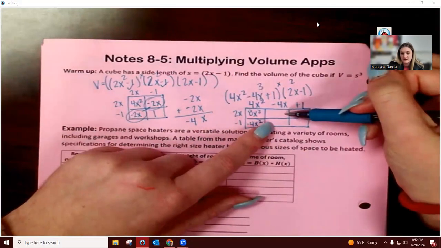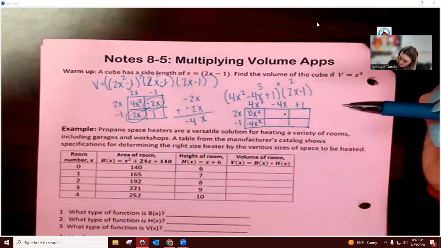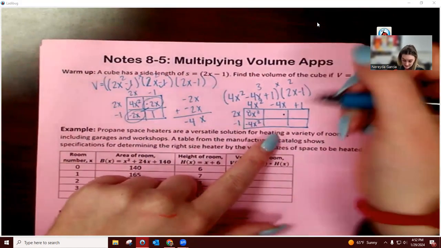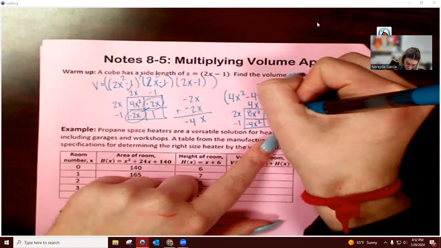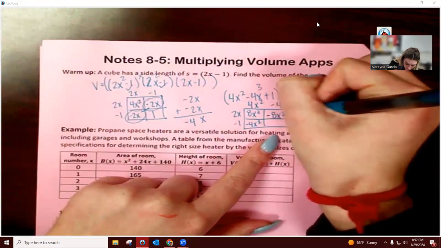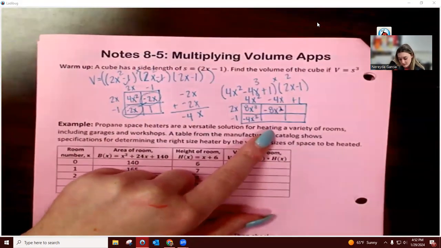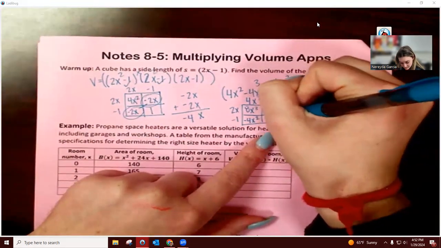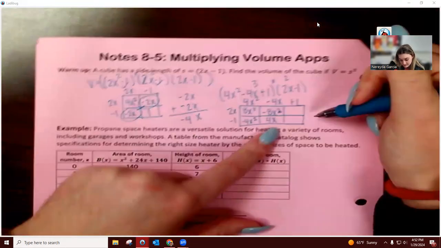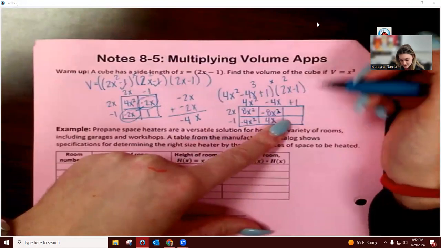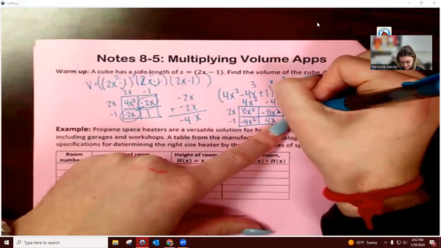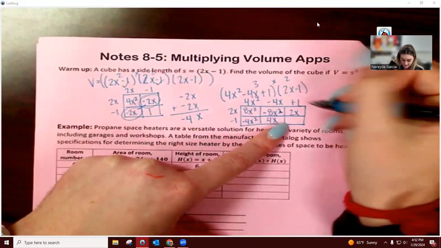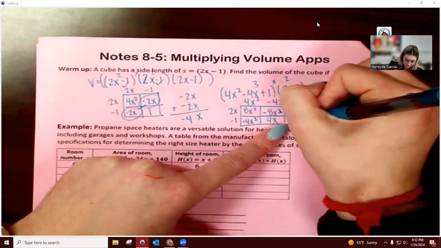This box right here, I need to multiply negative 4x times 2x, and that gets me negative 8x squared. My bottom box, I do negative 4x times negative 1, getting 4x. Up in the top one, I got 2x times 2, which leaves me with 2x. My bottom one, negative 1 times 1, is negative 1.